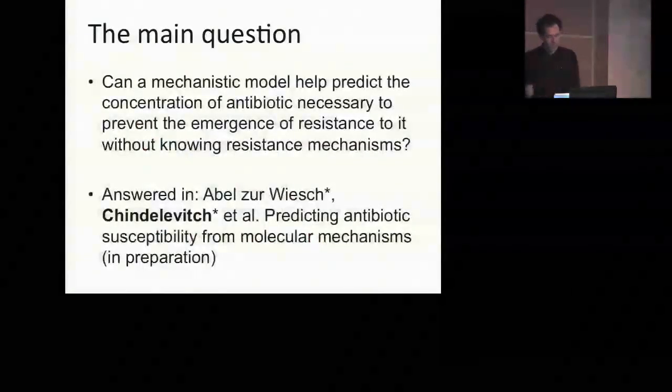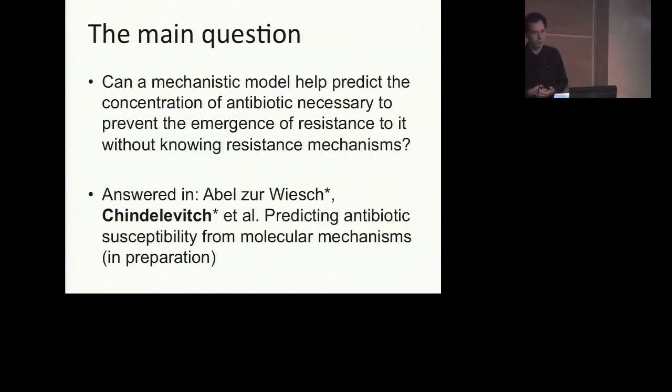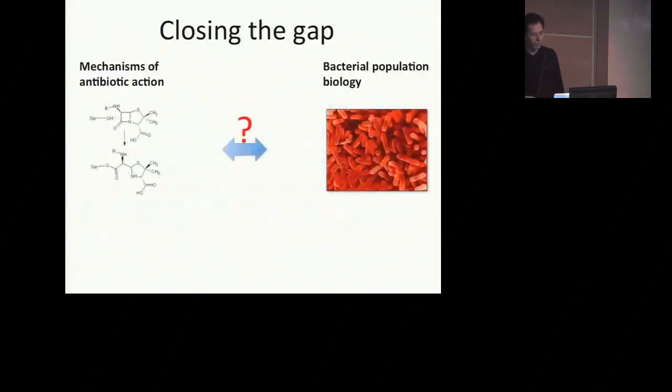And so the question there was, can we develop a mechanistic model that would help us predict the concentration of antibiotic that's necessary to prevent the emergence of resistance without necessarily knowing which specific resistance mechanism the pathogen might use? So kind of being a little bit broader and a little bit more conservative. And this is something that is still in preparation. It's a mechanistic model that I'm going to show you, in collaboration with Pia Abel-Tzurmish. So what does it look like?